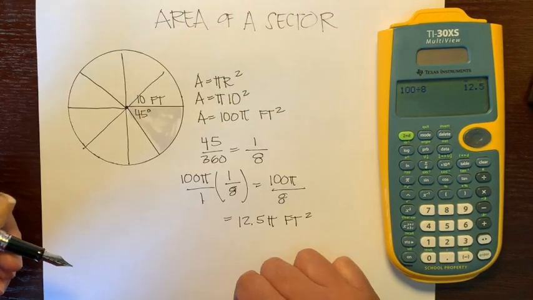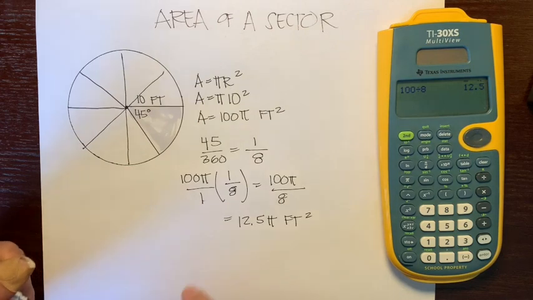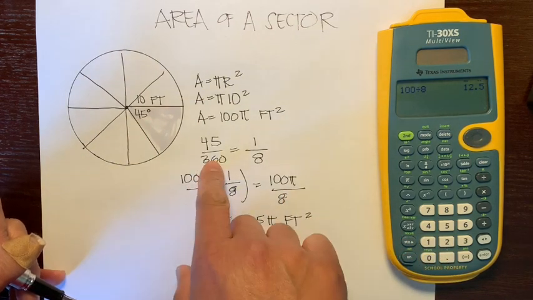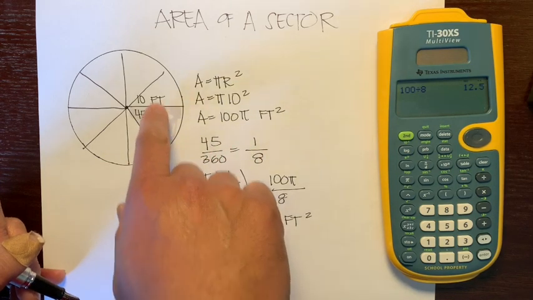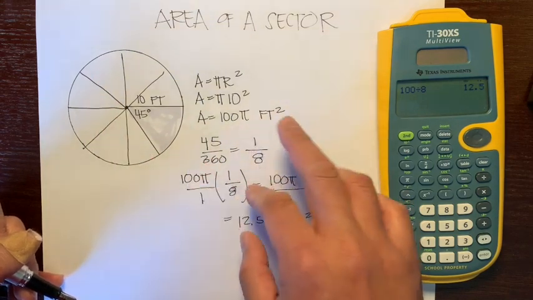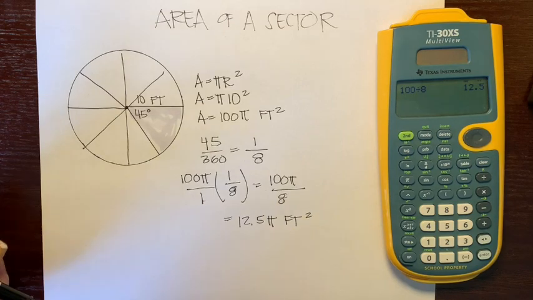Okay, so we did two things. We found the area of the entire circle. We made a ratio of the central angle over 360. So we did 45 over 360, and we figured out that it's 8. We just needed one piece out of the 8. And we multiplied those two numbers that we got just straight across. So we got 12.5 pi feet squared.